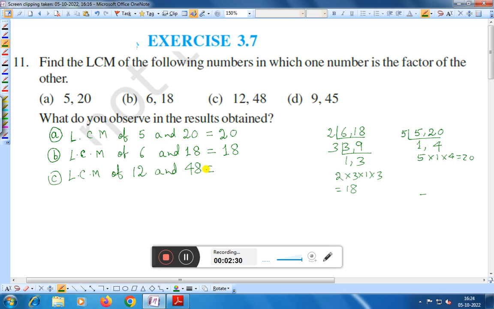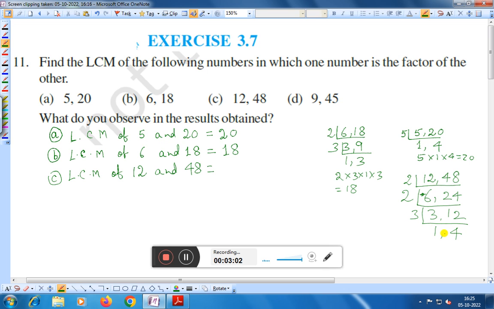What is the LCM of the two numbers 12 and 48? Here you see the numbers are 12 and 48. We divide by 2. 2 6 is 12, 2 24 is 48. Again we will divide it by 2. That is 2 3 is 6, 2 12 is 24. Again we will divide it by 3. 3 1 is 3, 3 4 is 12.